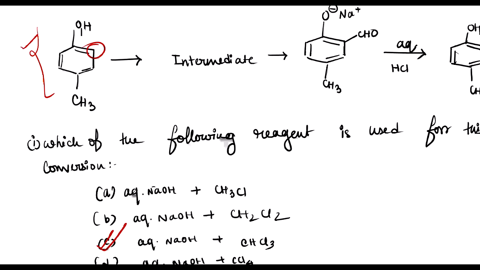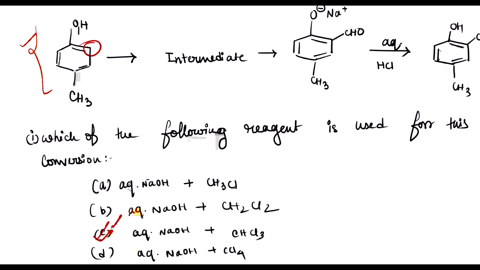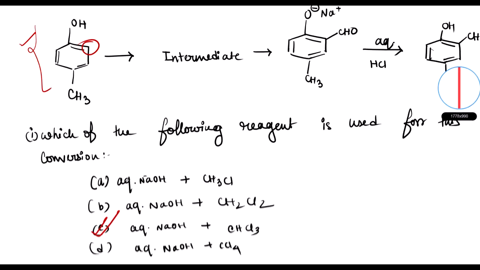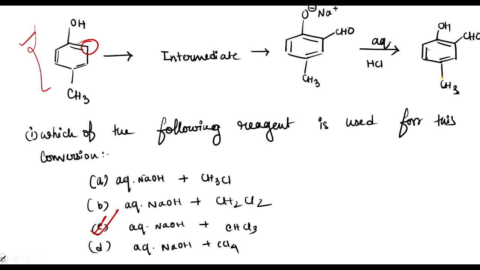See, our question here, one of the reactions is given, with CH3 and OH group in the para position. The intermediate we got is the O minus Na plus salt, and aqueous HCl is giving us the alcohol with a substitution. So here a substituent is added at the ortho position with respect to the hydroxy group. Which of the following reagents is used for this conversion? Aqueous sodium hydroxide CH2Cl, aqueous sodium hydroxide CH2Cl2, aqueous sodium hydroxide CHCl3, aqueous sodium hydroxide CCl4. So here the answer will be aqueous sodium hydroxide and CHCl3.